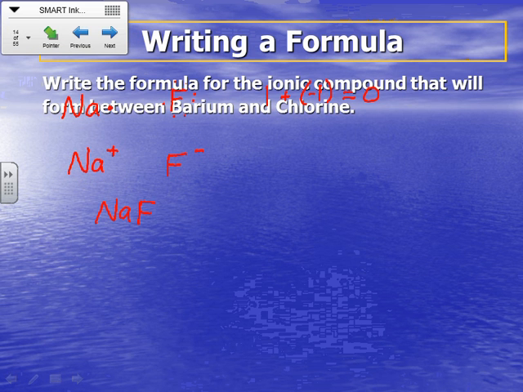I guess I need to erase all of this now. Okay, now we're going to do an example with barium and chlorine. So we want to write the formula for the ionic compound that will form between barium and chlorine. Now, on your notes, it's a little bit nicer. It actually tells you already what charges they'll form. How do I know barium's going to form a 2+ charge?